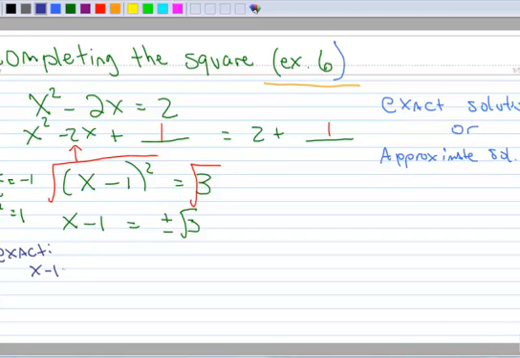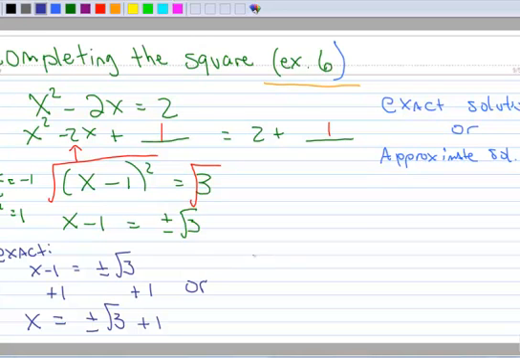X minus 1 equals plus or minus the square root of 3. The square root of 3 is an exact value. If you were to type this in your calculator, you're going to see a whole bunch of decimals, and then you would have to make a rounding decision. When we don't do that, and we leave it as the square root of 3, we consider that to be exact. So I really don't need to break it apart here. I can just add this 1 to both sides. So that gives me x equals plus or minus the square root of 3 plus 1.